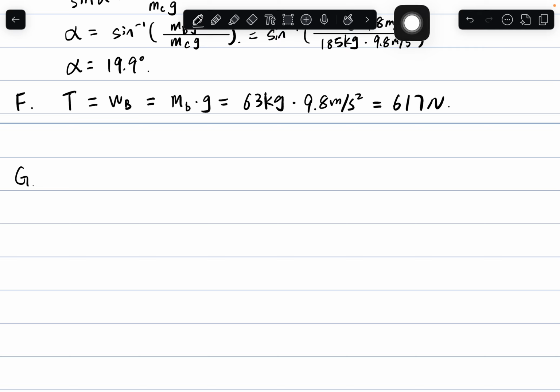Alright, so for part G, now we have friction. Let alpha be the angle of the slope, and there is friction between the cart and the track. The cart and bucket each have the same weight W, and they remain at rest. So when they remain at rest, that means the net force equals 0.